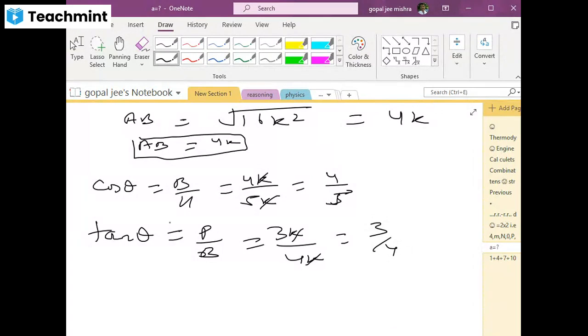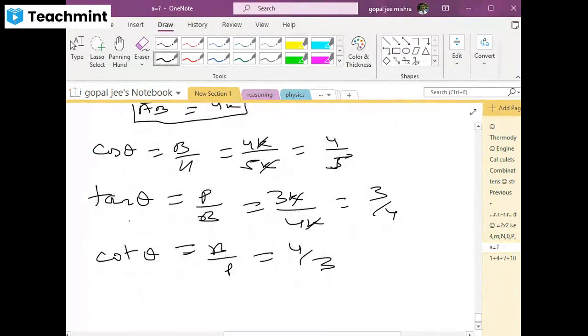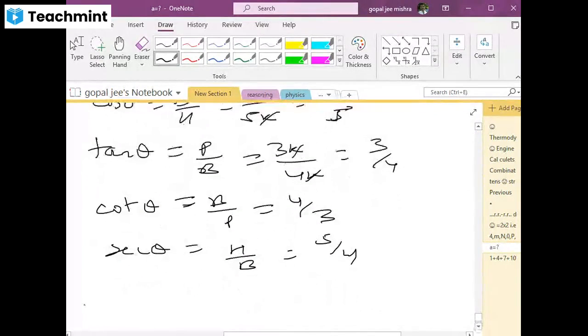Similarly, you are available with tan theta. You have to just invert this value. Cot theta is base upon perpendicular, that is equal to 4 by 3. Then after that secant theta, that is hypotenuse upon base, and you will get 5 by 4 very easily. After that, beta, you are available with sine theta. So the opposite of that, you will write hypotenuse upon perpendicular. We are available with hypotenuse 5 and perpendicular 3. So we have got every ratio defined.